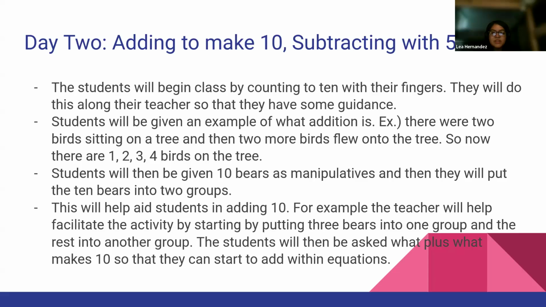The example that I put is that the teacher will help facilitate the activity by starting with 3 bears in one group and the rest into another group. This will help structure an equation. So this plus this, and then we already know there's 10. So this equals 10, but what is in this group and what is in this group and what makes it this?